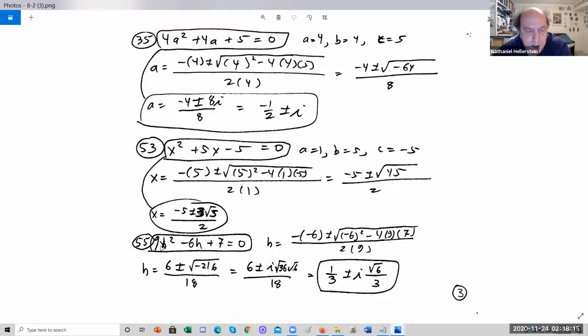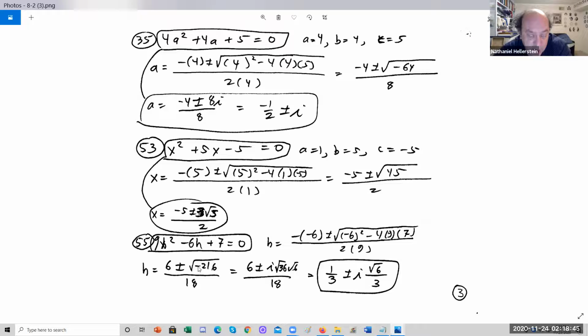Then we have 9h squared minus 6h plus 7 is 0. All right, A is 9, so we put a 9 here and here. B is negative 6, so we put a negative 6 here and here. C is 7, so we put the 7 here. So this is the numbers, minus a negative 6 plus or minus root of negative 6 squared minus 4 times 9 times 7, all over twice 9. All right, so this comes up to 6 plus or minus root negative 216 over 18.